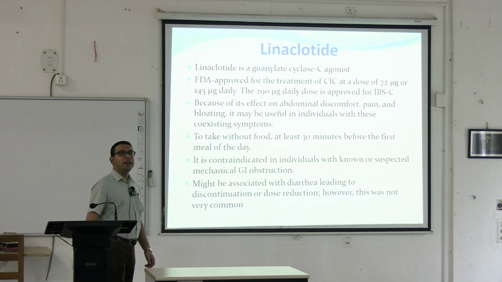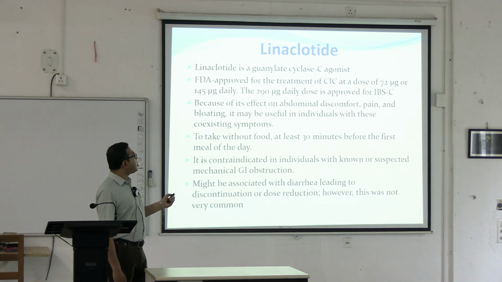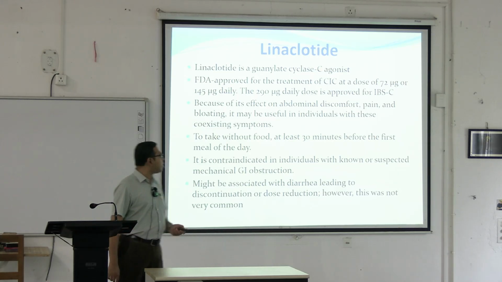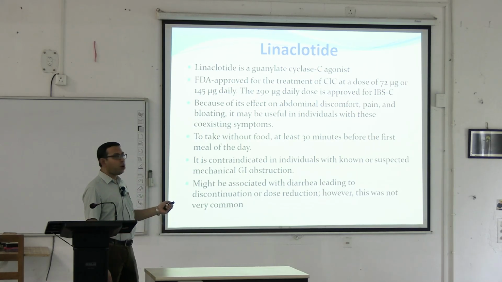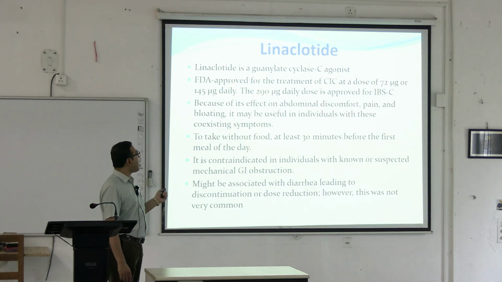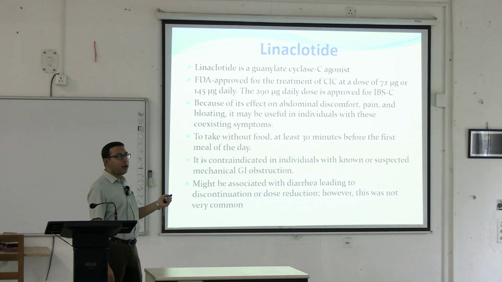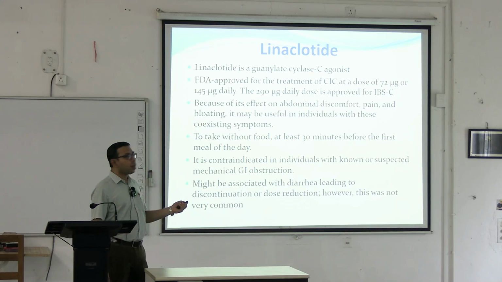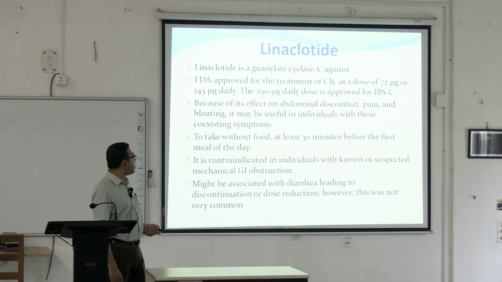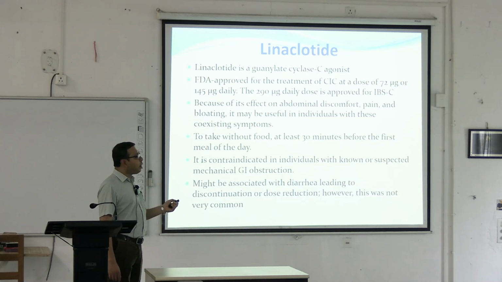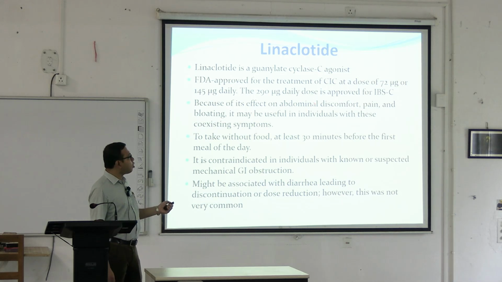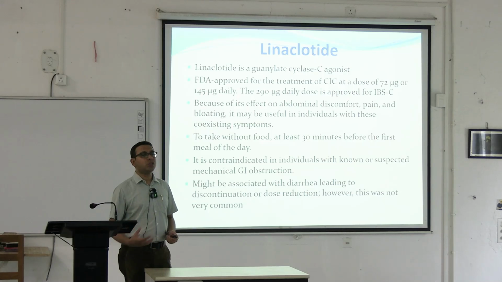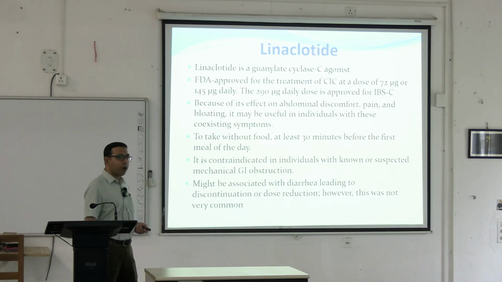Next, another newer drug is linaclotide. Linaclotide is a guanylate cyclase C agonist. Guanylate cyclase is another second messenger system. This is approved for the treatment of chronic idiopathic constipation, 72 microgram or 145 microgram daily. The 290 microgram higher dose is usually needed when the irritable bowel syndrome constipation type is present. Its effect on abdominal discomfort, pain and bloating may be useful in individuals with these coexisting symptoms. So when the constipation is associated with more abdominal discomfort or bloating, we can use linaclotide.